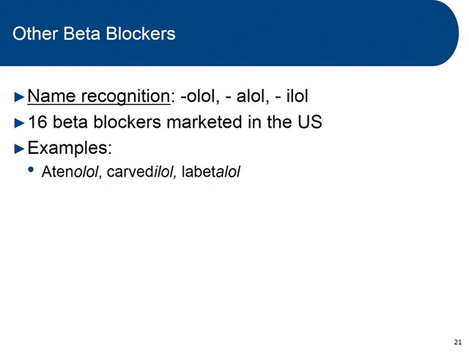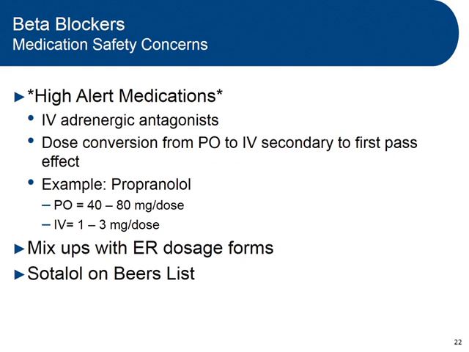These drugs do also have name recognition. You can see there are 3 different endings: OLOL, ALOL, and ILOL. These are all the suffixes that you'll see for the various beta blockers that are on the market. In the United States, there are 16 beta blockers that are currently marketed. In terms of medication safety concerns, these are considered high alert meds, but it's specifically the IV form.